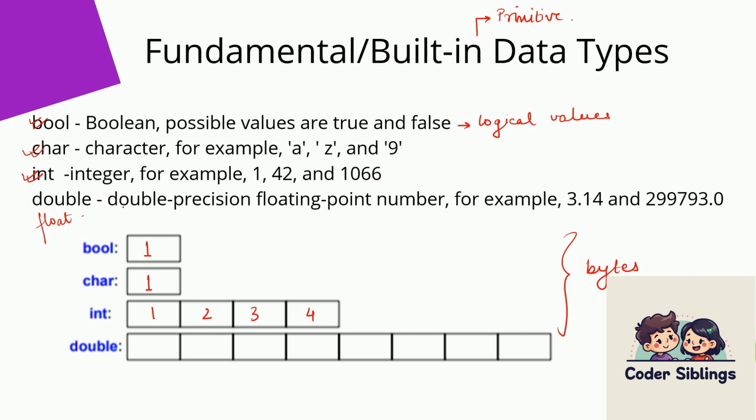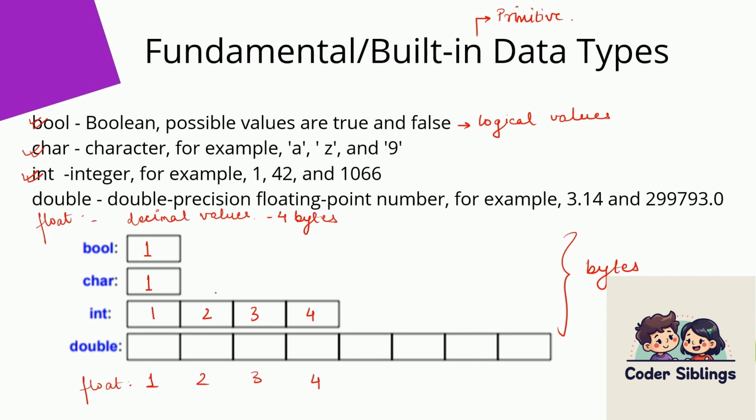Now double, it is a double precision floating point number. Before that, let us discuss what a floating point number is. A floating point data type is used for storing single precision floating point values or decimal values, right? And it requires 4 bytes of memory in the memory space. So here I'll put float and 1, 2, 3, 4, right?